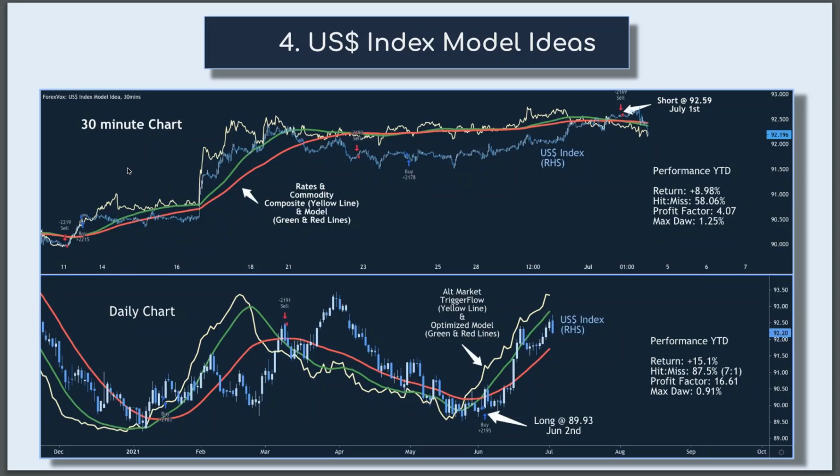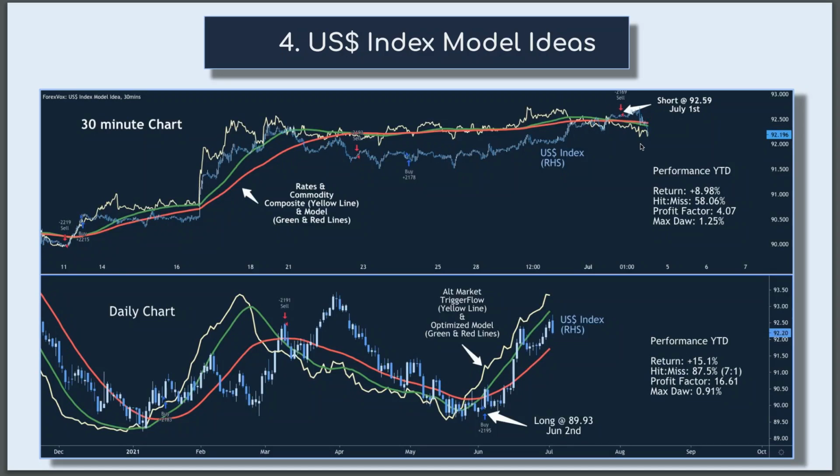The first chart, a 30-minute chart, shows the US dollar index, DXY, up against a rates and commodity composite, which is the yellow line, and a model built off of that composite. So the green and red lines promote these trade signals. This one's a sell, this one's a buy, and most recently on July 1st, there's another sell.